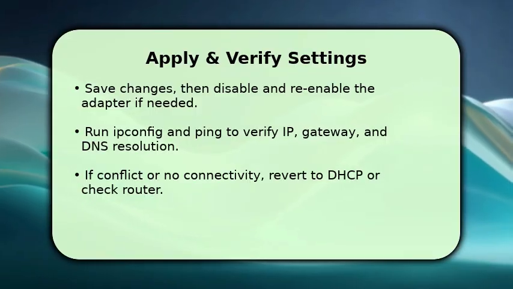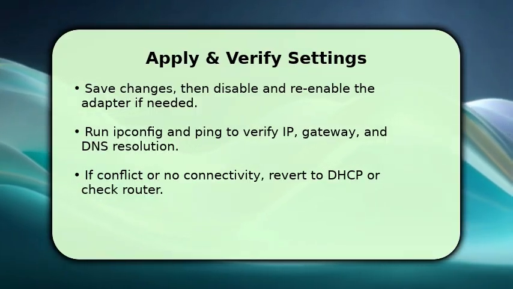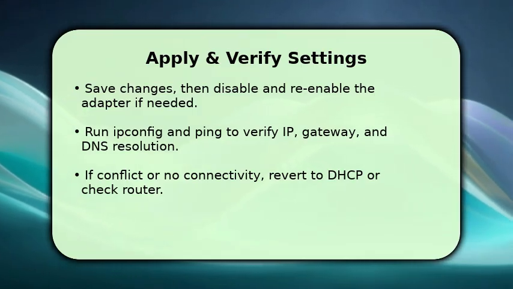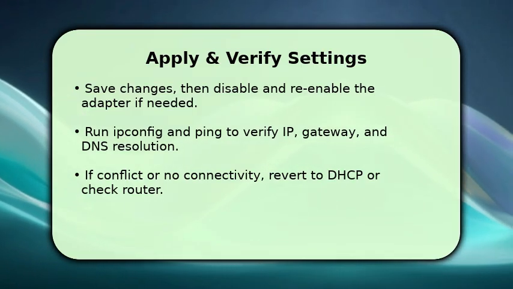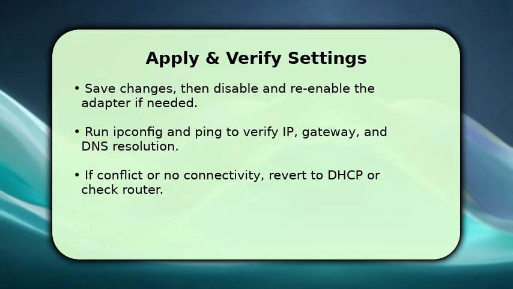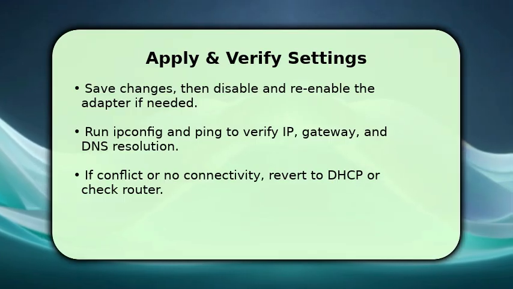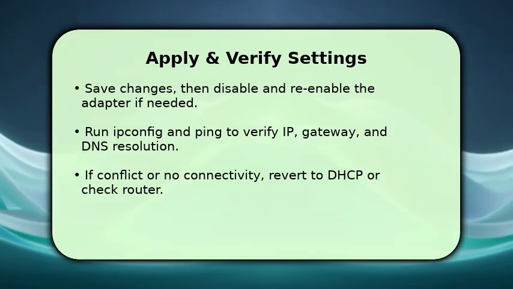If you see an IP conflict or no internet, revert to automatic DHCP to restore connectivity, then check the router DHCP range and static reservation. One quick troubleshooting tip: use ipconfig /release and /renew, or check for duplicate IPs on the LAN.